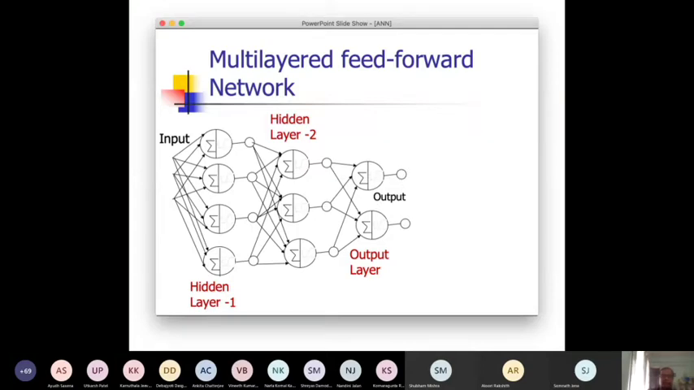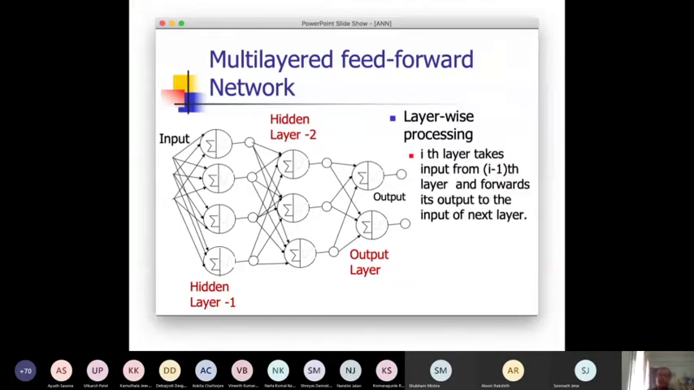Sometimes the term input layer is also used to denote that the input itself, the input data points, the stimulation points. Now, in this computational model, it's a layer-wise processing, as I mentioned, and the ith layer takes input from the (i-1)th layer and forwards its output to the input of the next layer. So that is the way it computes, and we call it a fully connected feed-forward network.